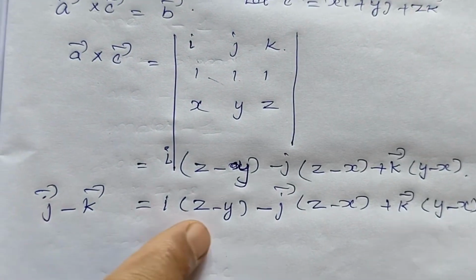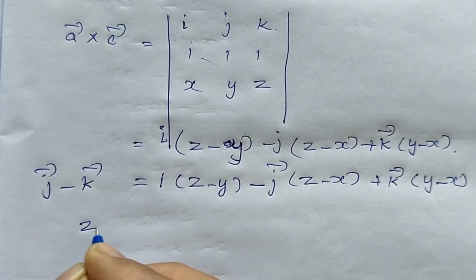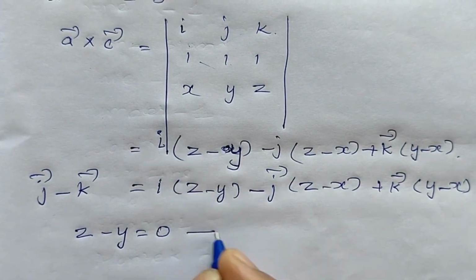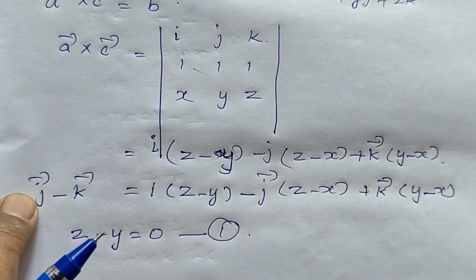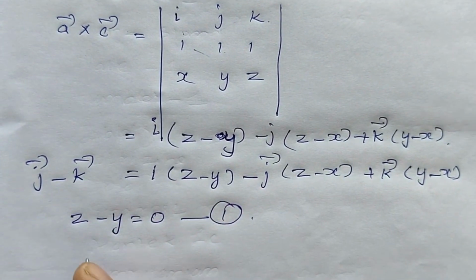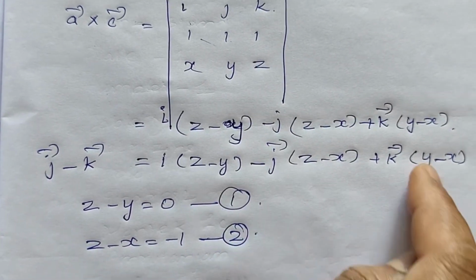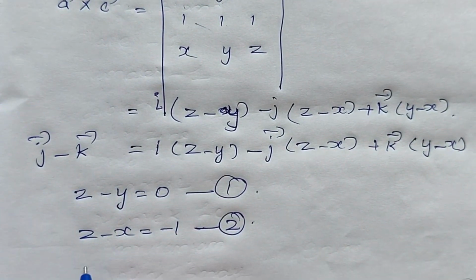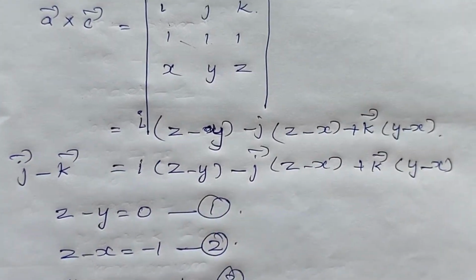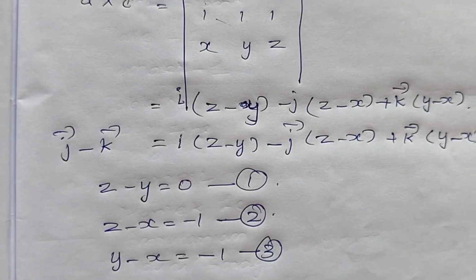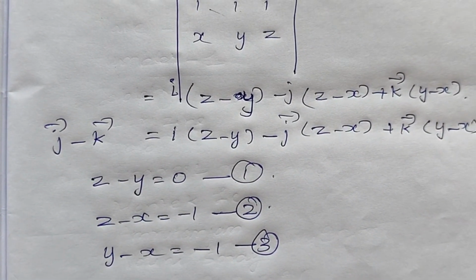So now comparing the coefficients of i, j, k on both sides, here z minus y equals 0. Next, here j has coefficient 1, therefore z minus x equals minus 1. That is the second equation. Then y minus x equals minus 1. That is the third equation. So by equating the coefficients on both sides, we are getting 3 equations.